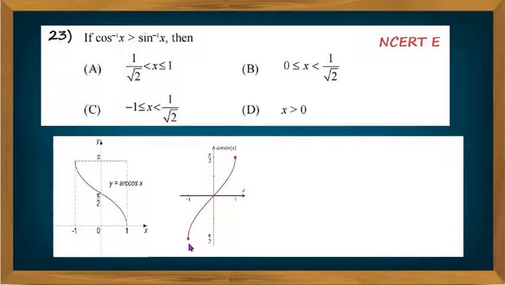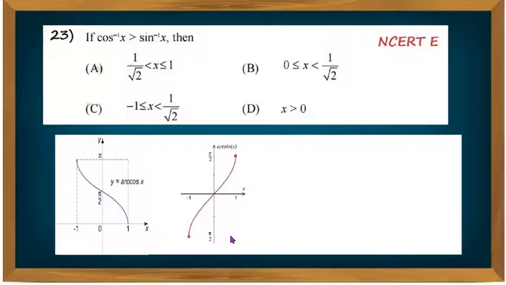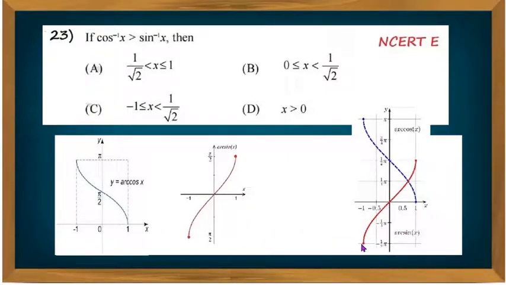And if you plot the graph of both the functions in a single graph, it will be like this. This is the graph of sin inverse x, and this is the graph of cos inverse of x. Now you can observe sin inverse x and cos inverse x are equal when x is equal to 1 by root 2. Sin inverse 1 by root 2 is pi by 4, and cos inverse 1 by root 2 is also pi by 4. This is the point of intersection of these two curves, where sin inverse x and cos inverse x are equal.